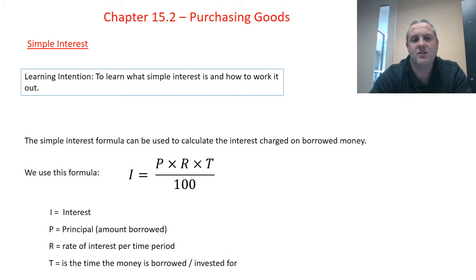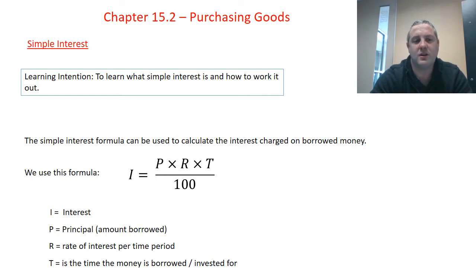The simple interest formula. Now we're talking simple interest: if you put some money into a bank or you take a loan, basically it's how much money is going to be put on top of that amount. So if you have a credit card, it's the interest that you have to pay back. So the interest formula can be used to calculate the interest charged on borrowed money or invested money.